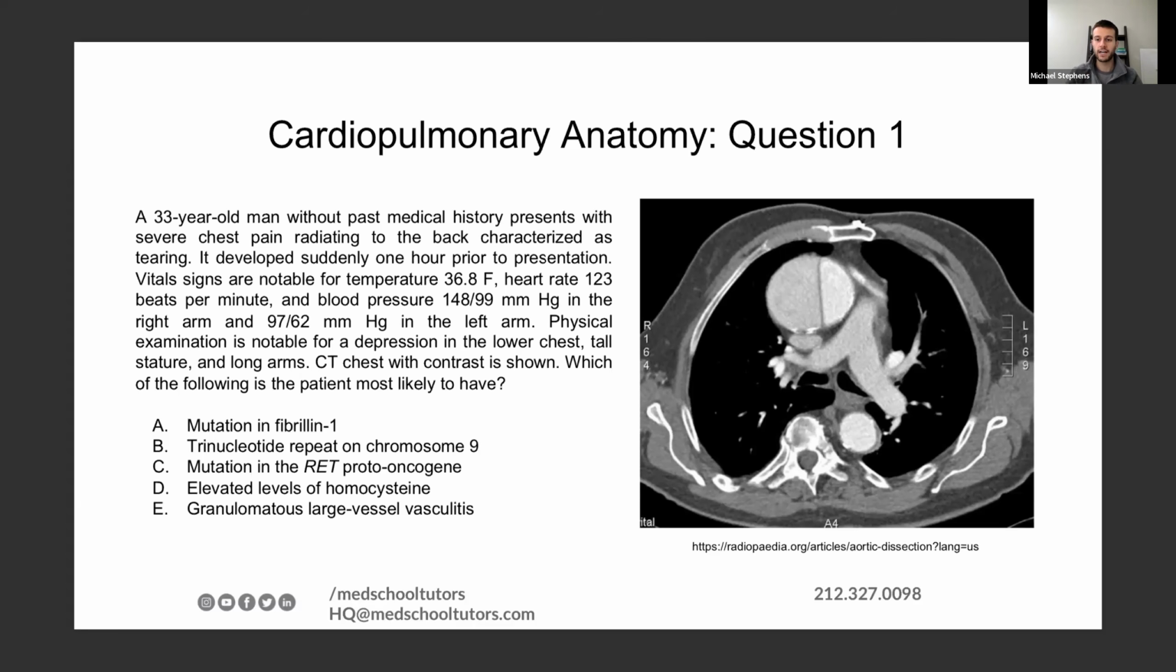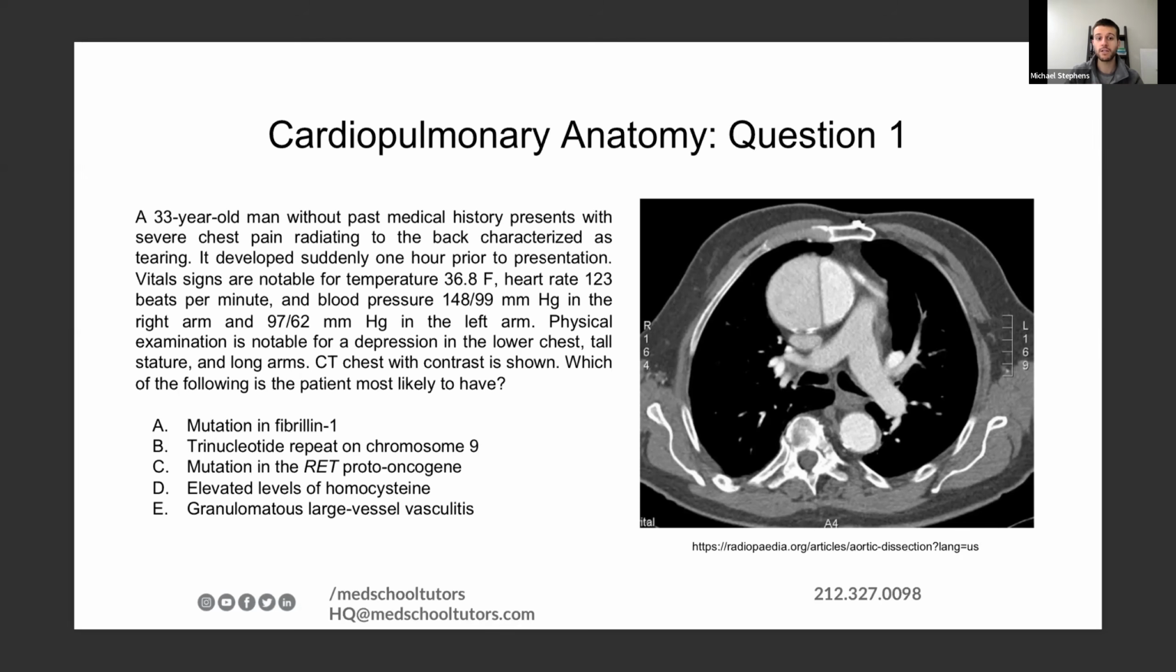So mutation in fibrillin 1 is the genetic mutation that causes Marfan syndrome. Does anyone know what the term is for the depression in the lower chest, like the upper abdomen? This is kind of an extra credit. Yeah, awesome. Oh my gosh, you guys are so on it. Pectus excavatum. That's exactly right. I'm really impressed with you guys. All right, perfect. Let's quickly run through the other answer choices because all of these relate to other diagnoses.